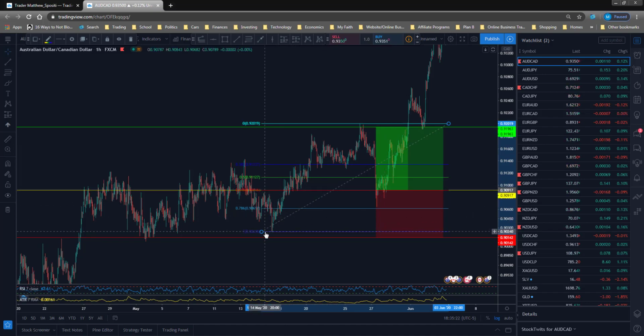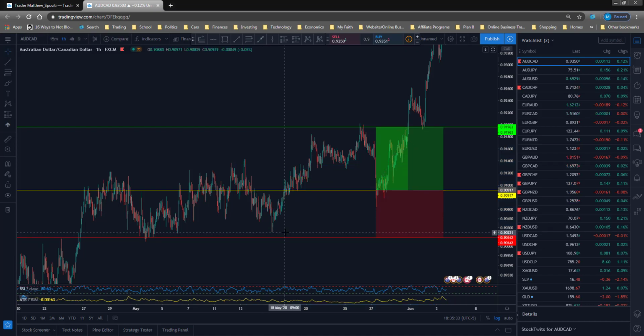And what I did was count 10 pips from the lowest low that I chose to measure my fib retracement tool from. This is 90.24, and I decided to subtract 10 pips from that to 90.14, and that's how I got my stop loss.